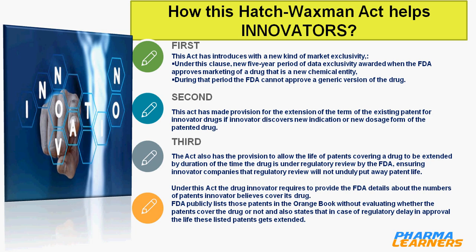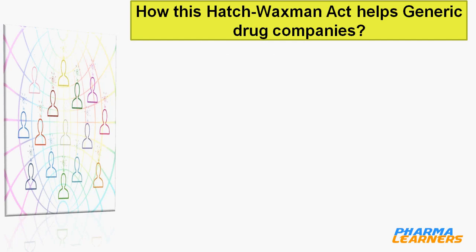Under this Act, the drug innovator is required to provide the FDA details about the patents the innovator believes cover its drug. FDA publicly lists those patents in the Orange Book without evaluating whether the patents cover the drug or not, and also states that in case of regulatory delay in approval, the life of these listed patents gets extended.